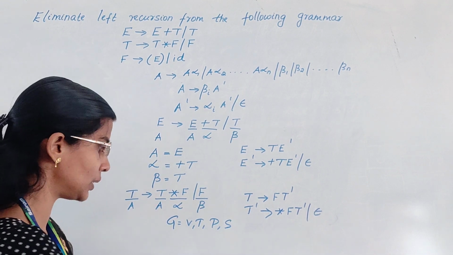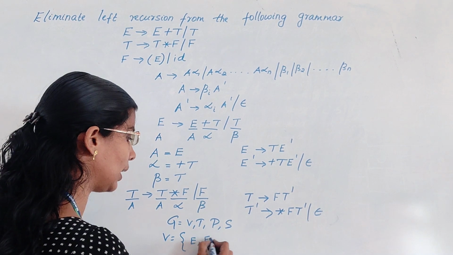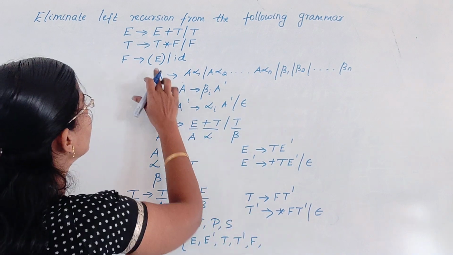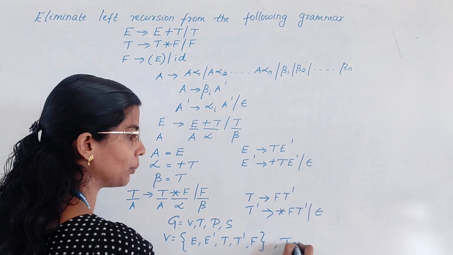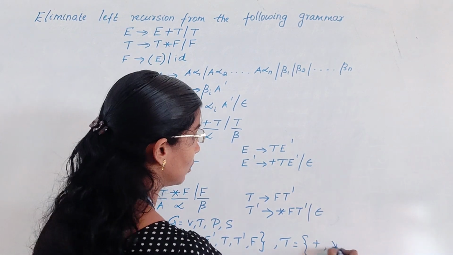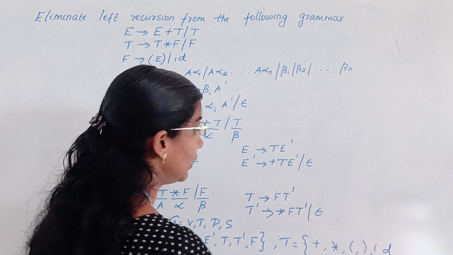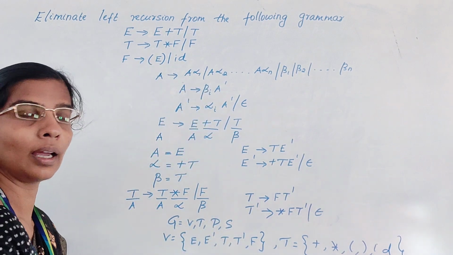G is equal to V, T, P, S. What are the variables? E, E dash, T, T dash, F, and that's it. What are the terminals? It is plus, star, open parenthesis, close parenthesis, ID. Hope I didn't miss anything.